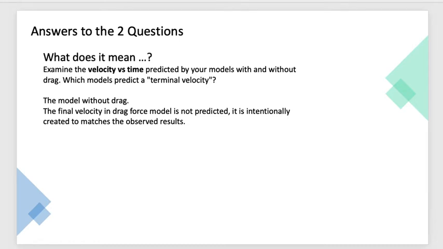Here I answer the two questions. First, which model predicts the terminal velocity? I think the model without drag force, because for the model with drag force, we intentionally chose the value of B so that the final position matches the final position of the observational model, so we do not predict the terminal velocity, but we create it.